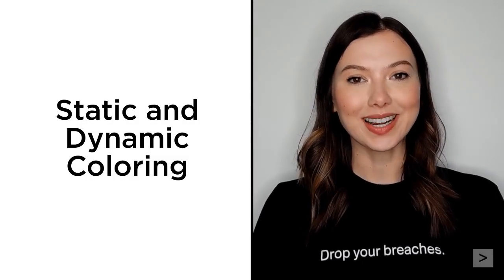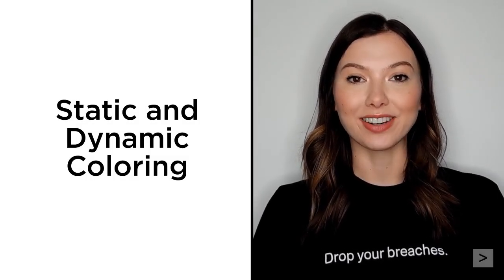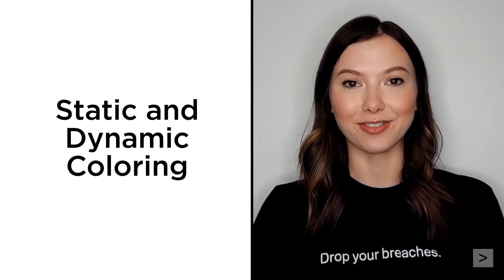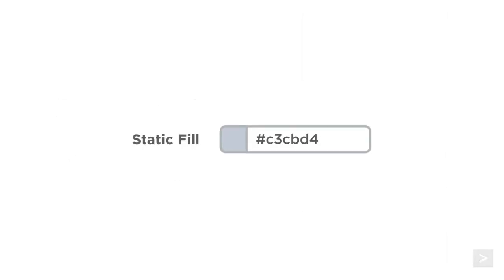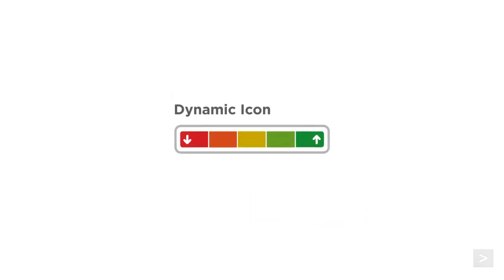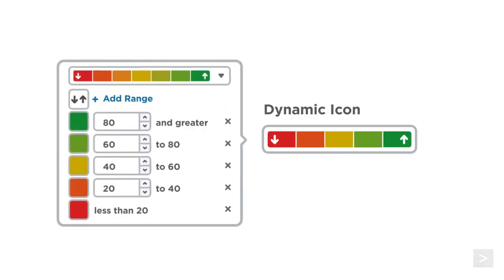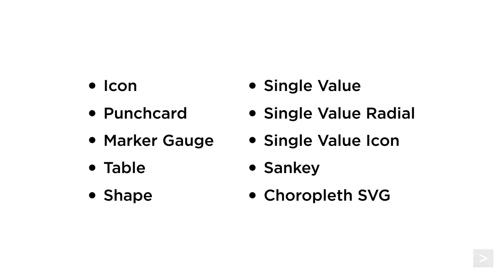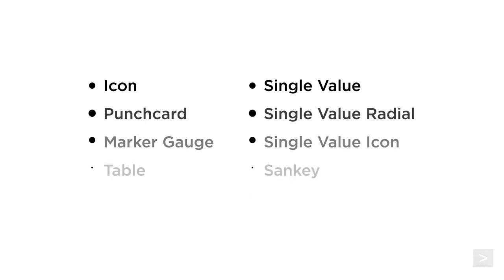Adding static or dynamic coloring is a great way to convey additional information that supports the results displayed in a visualization. Static coloring allows users to assign a fixed color to a part of a visualization. Or we can use search results to dynamically color visualizations. Adding static or dynamic coloring is available for a range of different visualization types.